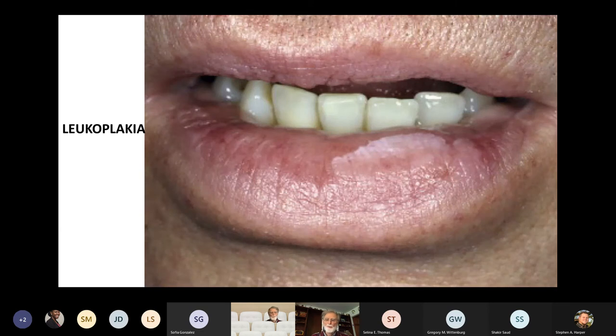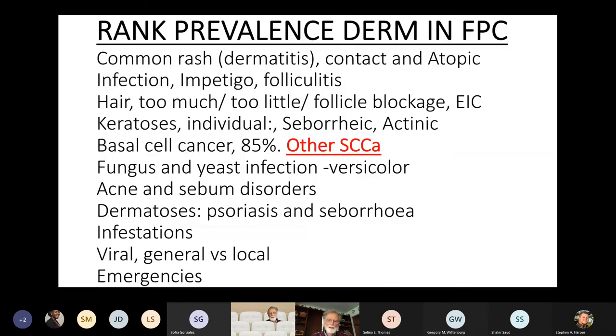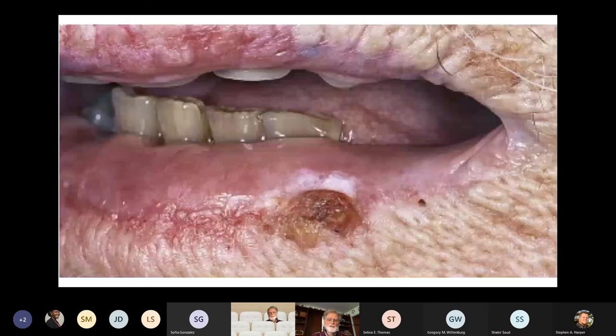Special case, leukoplakia of the lower lip, precancerous, the same implication as cervical dysplasia. You want to get rid of it. Freezing, shaving. This is something you'd want to biopsy and maybe do a wide shave. Okay, other kinds of cancers.